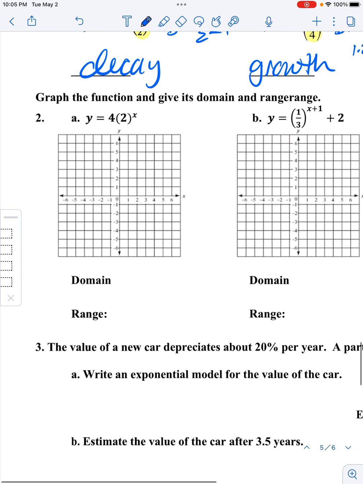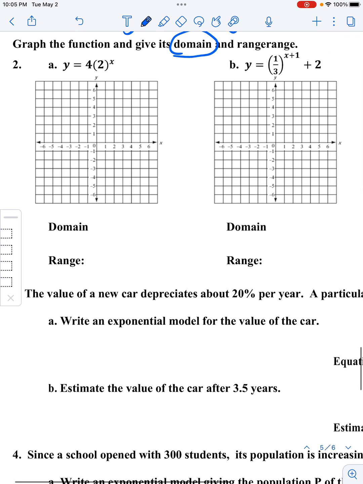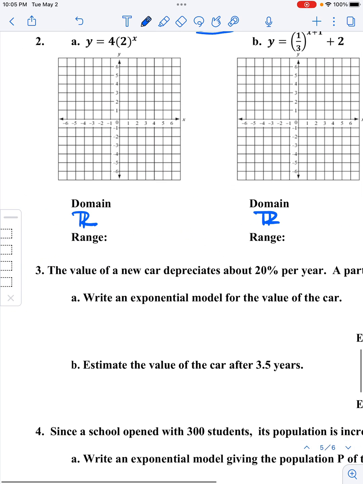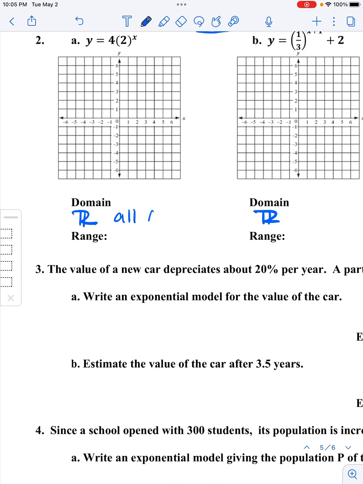All right. So domain on these is really easy because every exponential function has all real numbers as the domain. It goes forever from left to right. You can write it however you want, negative infinity to infinity. You can write it out as all real numbers. You can write whatever you want. That means all real numbers. You can't literally write whatever you want.